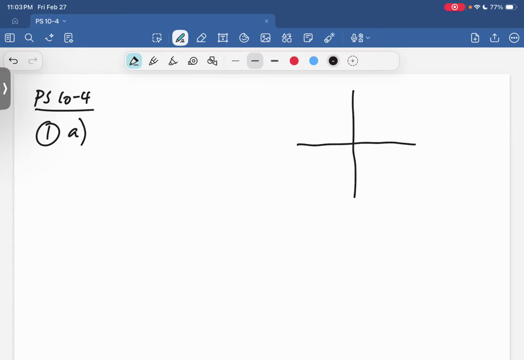All right? Okay, so is this a vertical hyperbola? It is. That means y comes first. So y minus k squared over a squared minus x minus h squared over b squared.